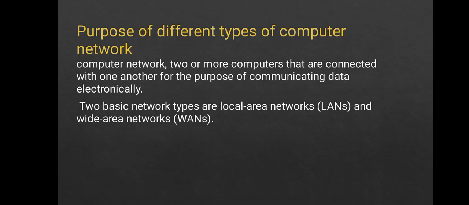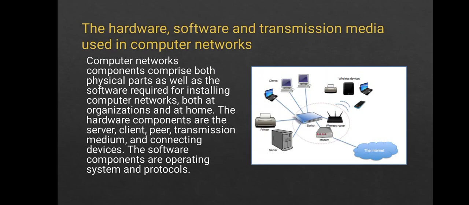Purpose of different types of computer network. A computer network is two or more computers that are connected with one another for the purpose of communicating data electronically. Two basic computer network types are local area networks (LANs) and wide area networks (WANs).